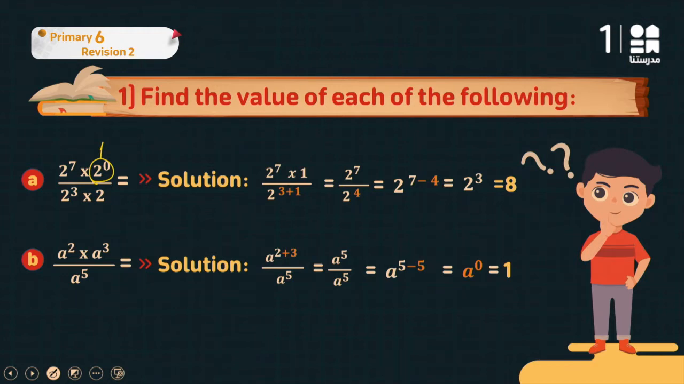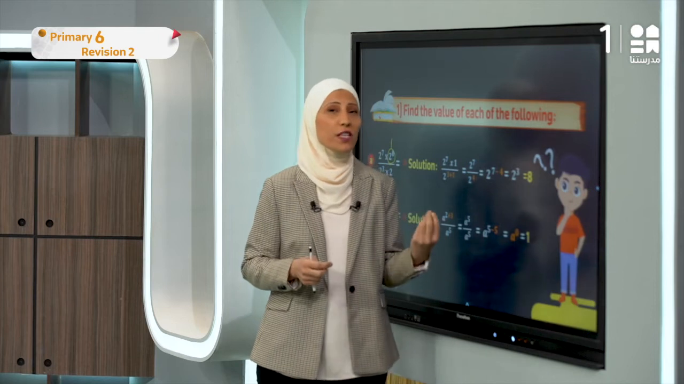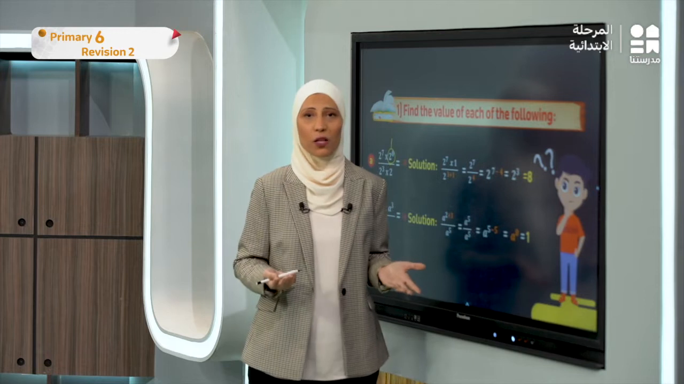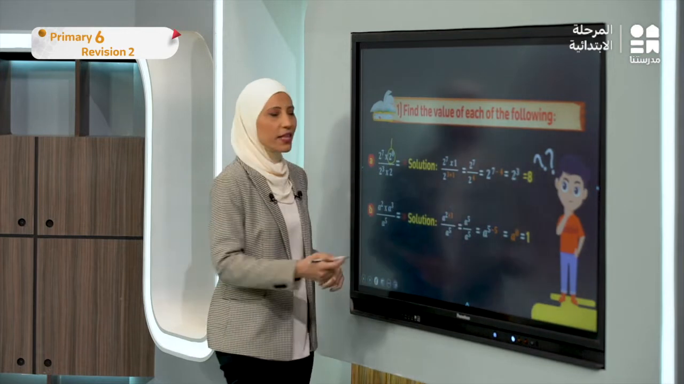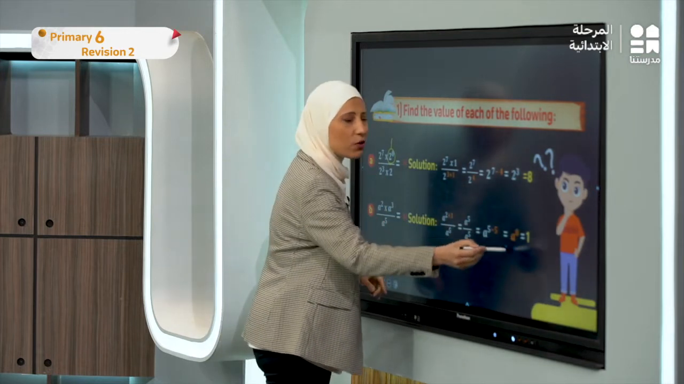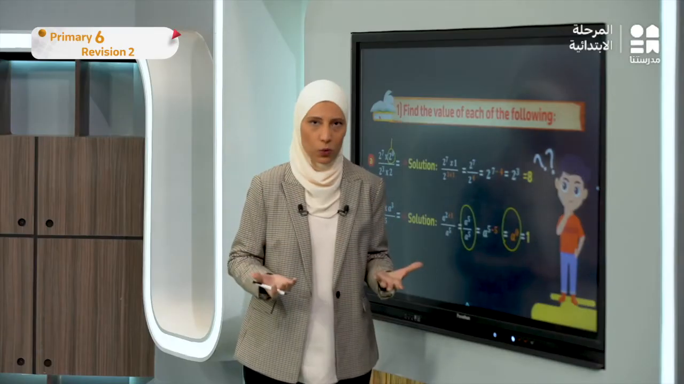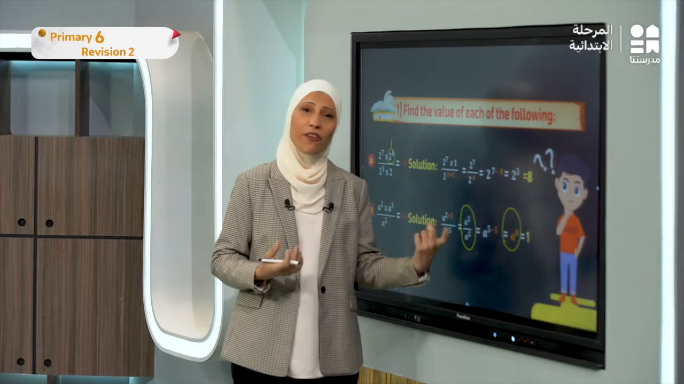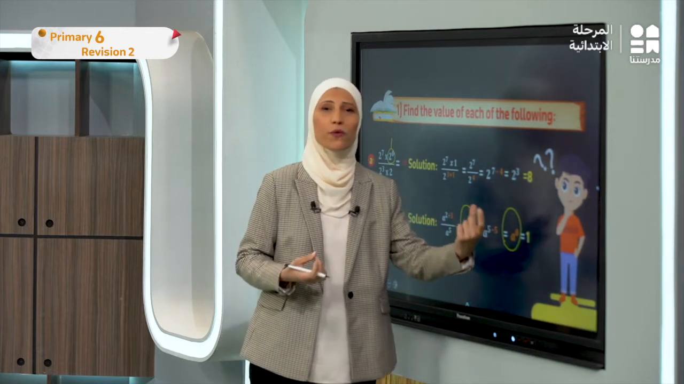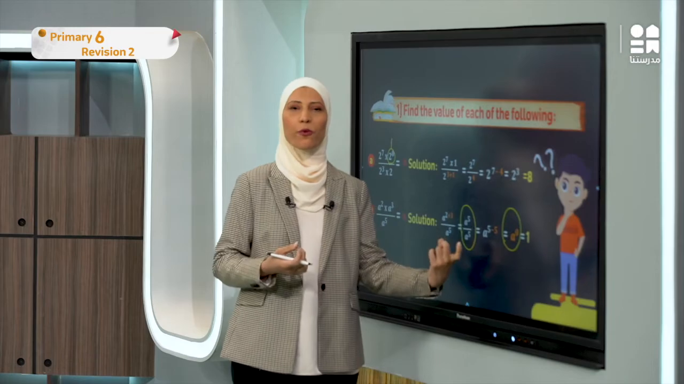So from where do we know that any number to the power of 0 equals 1? Get from this part: if you notice, a to the power of 0 is actually a to the power of 5 divided by a to the power of 5. The numerator equals the denominator. And I already know that when my numerator equals my denominator, the value is supposed to be equal to 1. So here I understand why any number to the power of 0 must have the value 1.